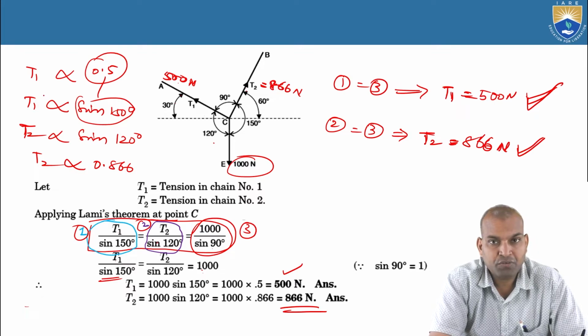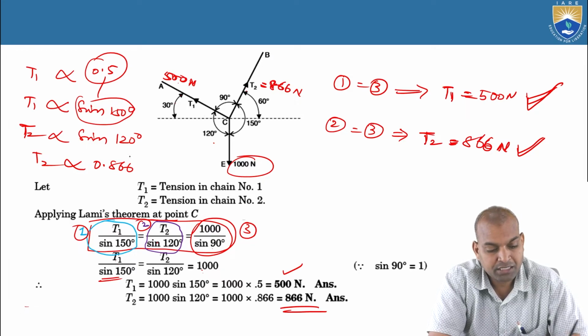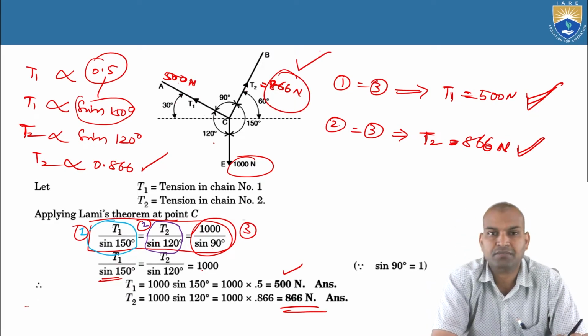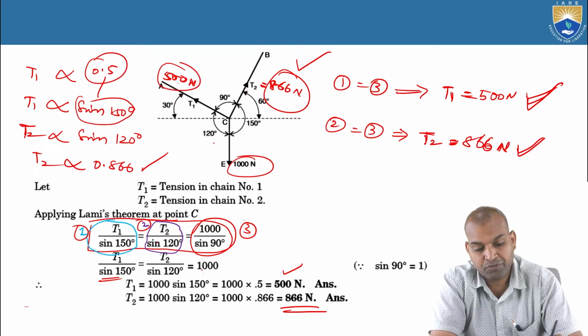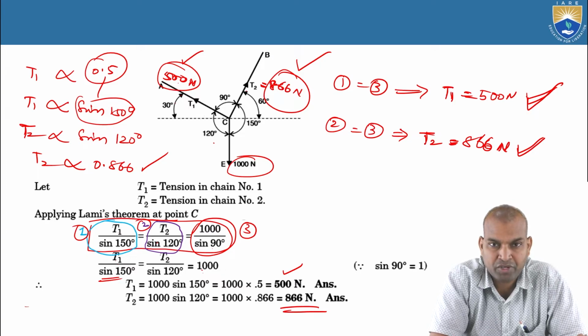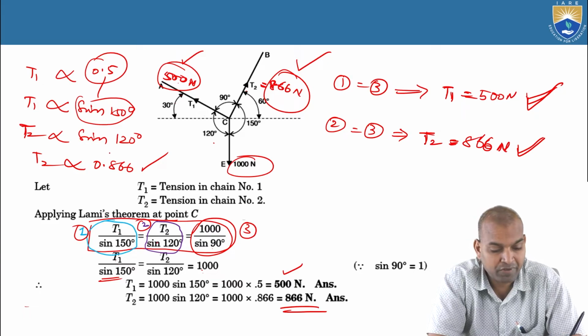So the T1 proportionality value is 0.5, and the T2 proportionality is 0.866. T2 has the greater proportionality. That's why the T2 value becomes greater in comparison to the T1 value. The T1 value is smaller because its proportionality is a small value in comparison to T2. The T2 proportionality value is more than the T1 proportionality, that's why the value of T2 is greater than the value of T1.